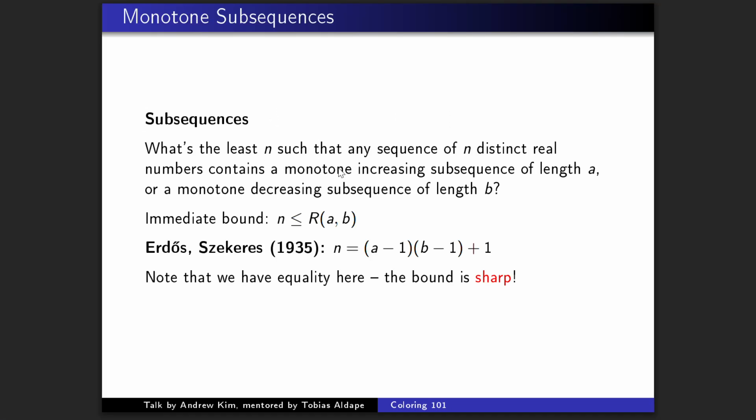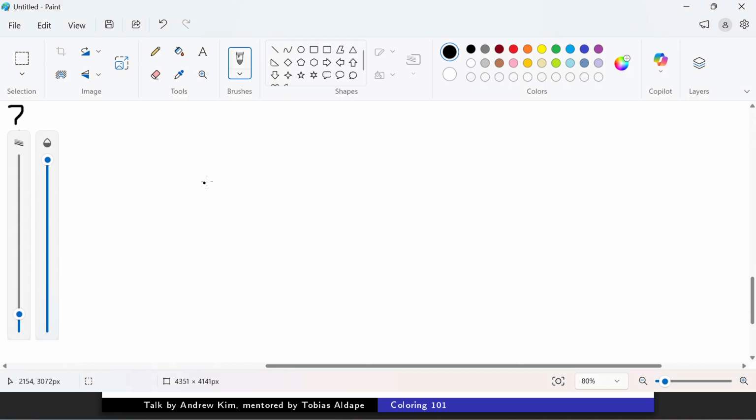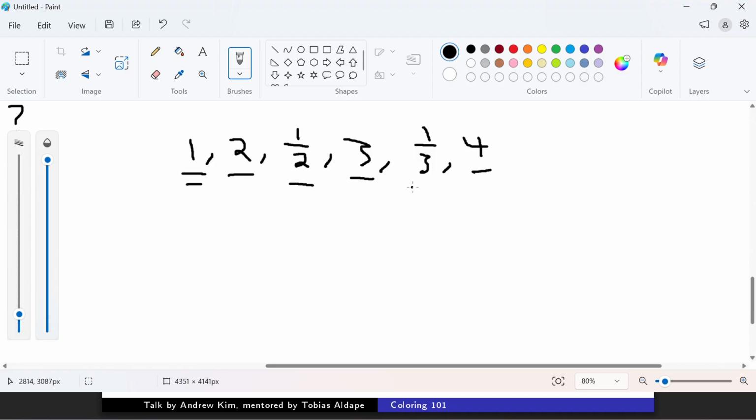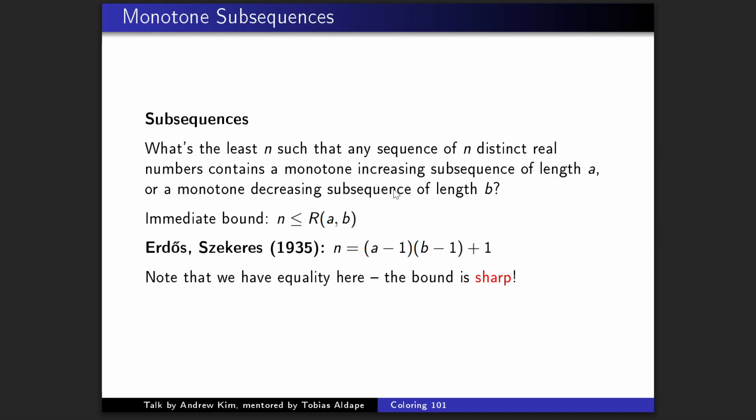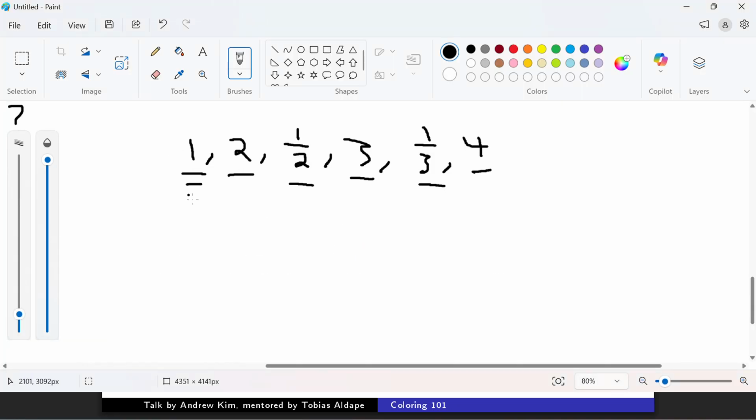Let's say we have a sequence of real numbers. They could be like 1, 2, 1/2, 3, 1/3, 4. In this case, 1, 2, 3, 4 would be a monotone increasing subsequence. And then, for example, 1, 1/2, and 1/3 would be a monotone decreasing subsequence. And we're asking what's the least n such that, given A and B, one of these subsequences is guaranteed to exist.